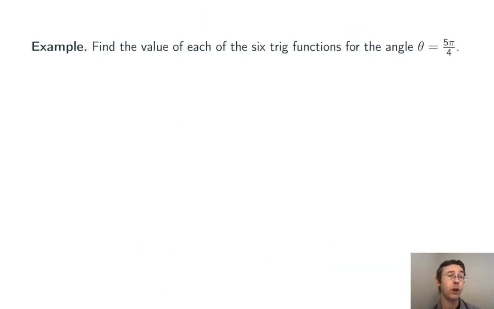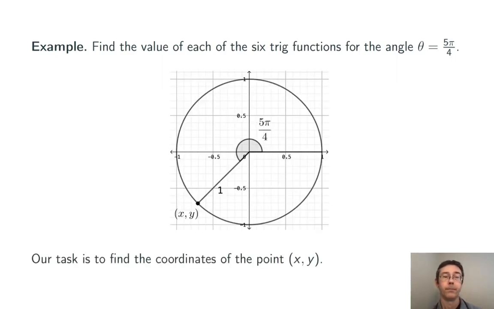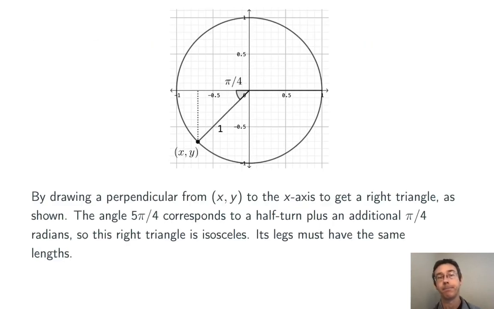Okay, let's just jump in with an example. Find the values of each of the 6 trig functions for 5 pi over 4. Here's that angle drawn in standard position. It's a half turn plus another 45 degrees. Our task here is to find the coordinates of the point x comma y. Here I've drawn that perpendicular line to get a right triangle.